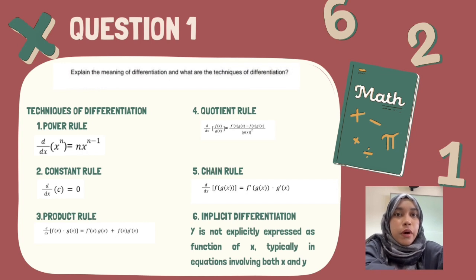Number 1, we have the power rule, which is the derivative of x to the power of n is n times x to the power of n minus 1. Number 2, we have the constant rule. The derivative of any constant is 0. dy over dx of a constant equals 0.